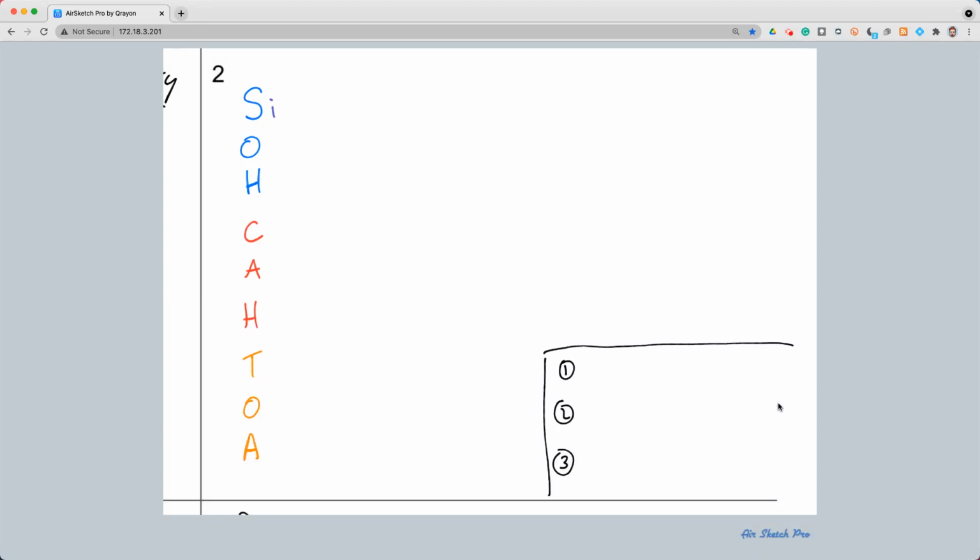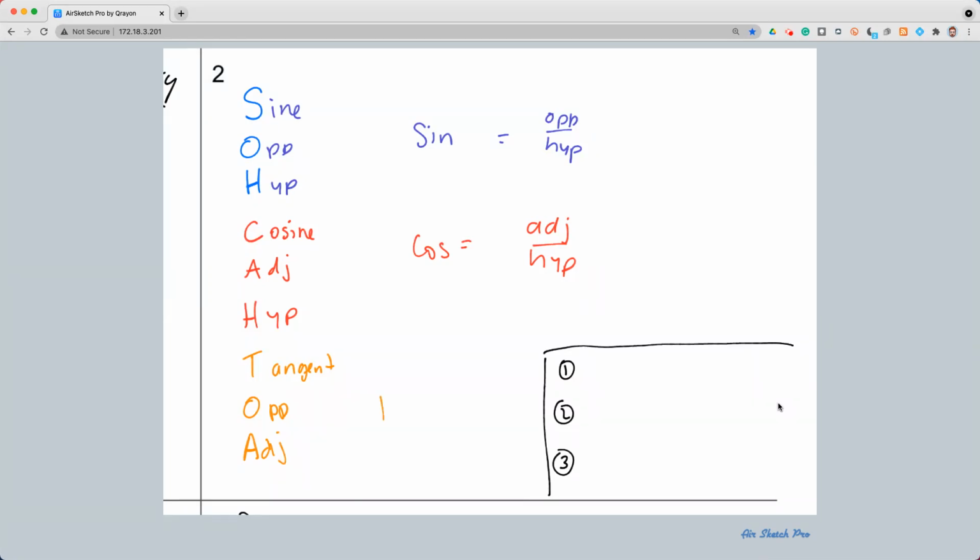So we've got sine is opposite over hypotenuse. So sine is equal to opposite over hypotenuse. Sorry for the different colour, I meant for today. Cosine is adjacent over hypotenuse. So cos equals adjacent over hypotenuse. And tan, or tangent, is opposite over adjacent. So tan is opposite over adjacent, like so. Okay, any questions on that?